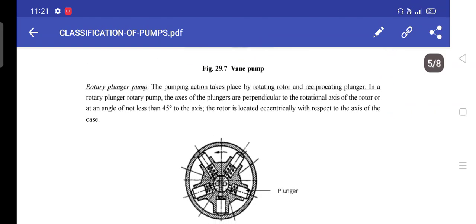Rotary plunger pump. The pumping action takes place by a rotating rotor and rotating plungers. In a rotary pump, the axes of the plungers are perpendicular to the rotational axis of the rotor, or at an angle of not less than 45 degrees to the axis. The rotor is located eccentrically with respect to the axis of the case.